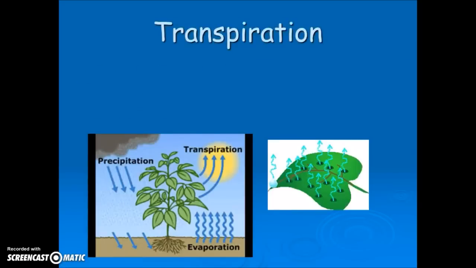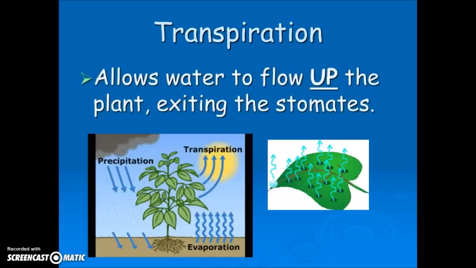So what do these stomates and guard cells have to do with plants? Well, it's called transpiration. Definition: transpiration allows water to flow up the plant, exiting the stomates. So you look at the big trees outside, and have you ever wondered, how does water go from the roots to the very top of a 50-foot tree? That's against gravity. So how does that happen? This picture kind of shows how it happens. When it rains, of course, the ground gets saturated, and we know now that the roots take up the water, but how? How does that water move against gravity?